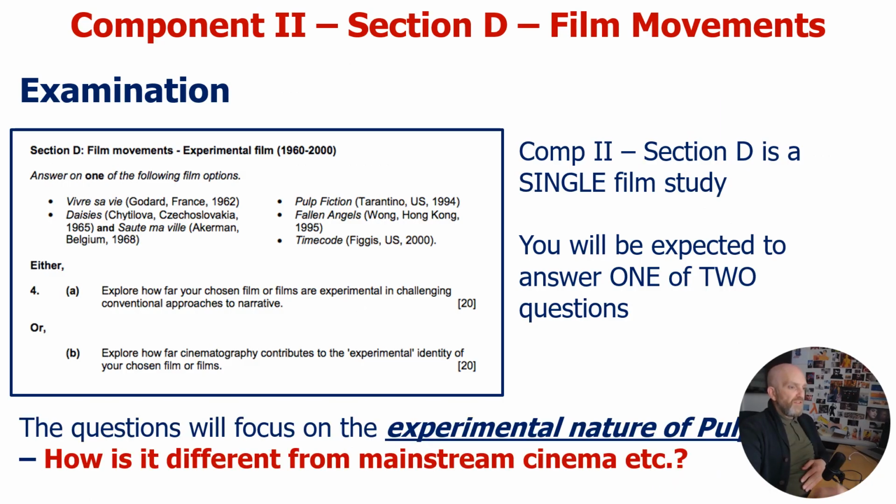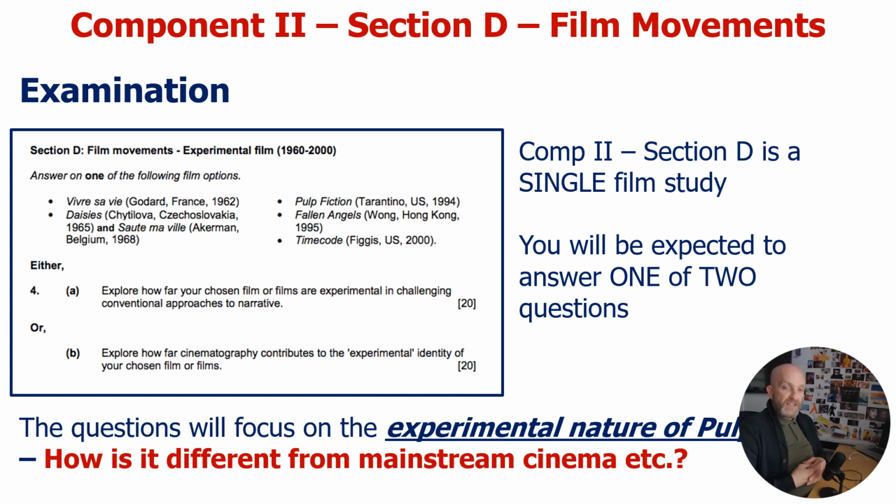So just to start us off, a bit of exam context. On screen you can see previous exam questions that have been set by the exam boards. And remember, in the exam you only have to answer one of the two questions. Pick one of the two. The keyword is either/or on the screen. Okay, so question 1. Explore how far your chosen film or films are experimental in challenging conventional approaches to narrative. So again, the keyword is experimental, and it says challenging conventional approaches.